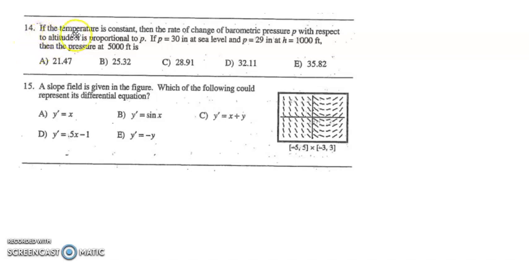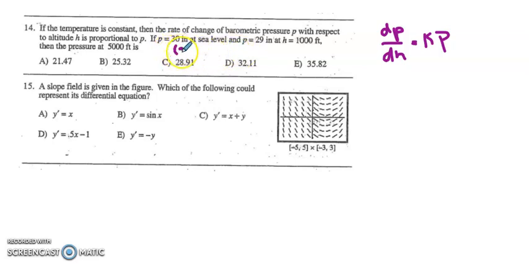Okay, question 14 says temperature is a constant and the rate of change of barometric pressure P with respect to altitude H is proportional to P. So we have the rate of change of barometric pressure P with respect to height H is proportional to P. So this is exponential growth and decay. And they're saying if P equals 30 at sea level, let's go ahead actually.